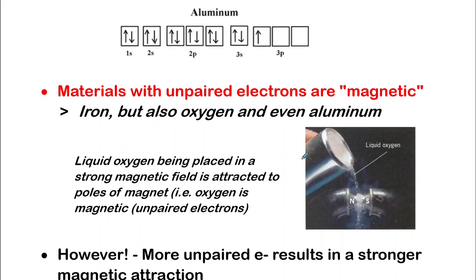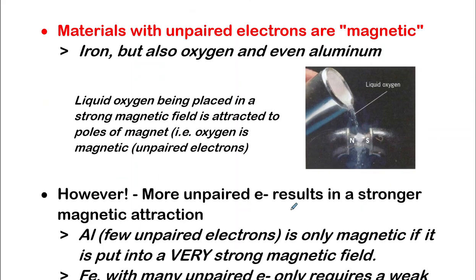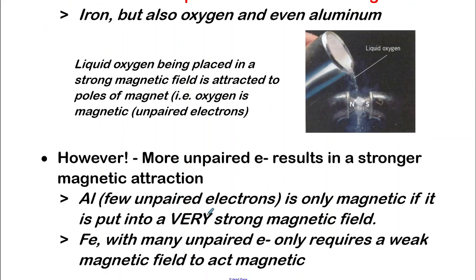And so I found this picture. I think this is a good example. This is liquid oxygen. And if you pour liquid oxygen between two really strong magnets, you can see that it sticks there. Well, the reason it sticks there is because those oxygen atoms are acting like little magnets. So even something like oxygen with its lone electrons can become magnetic. More unpaired electrons become a stronger magnetic attraction. So aluminum has few, but if we put it by a strong magnet, it can be a magnet.